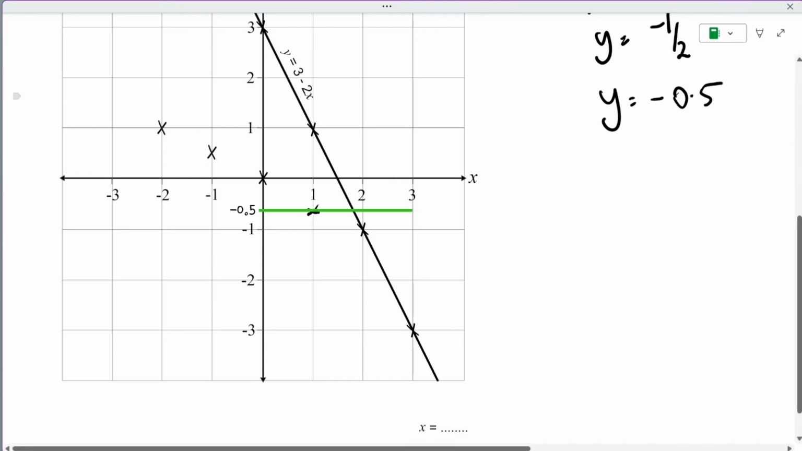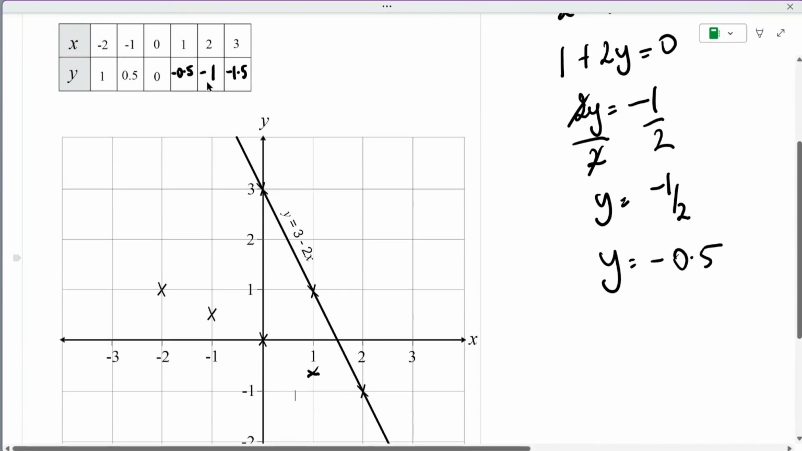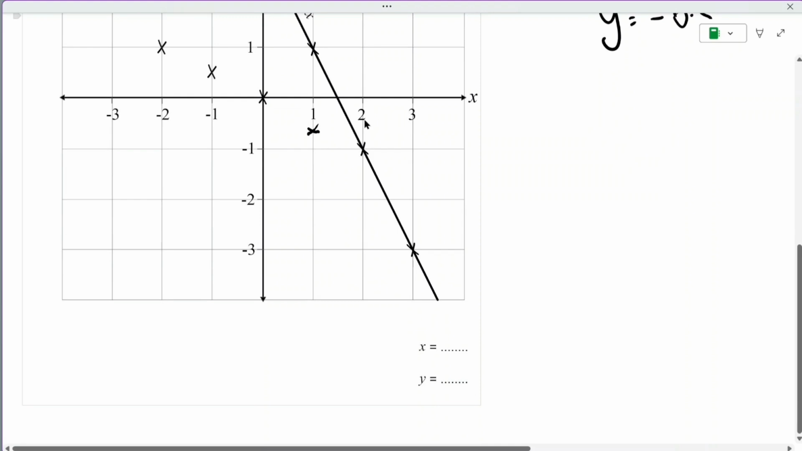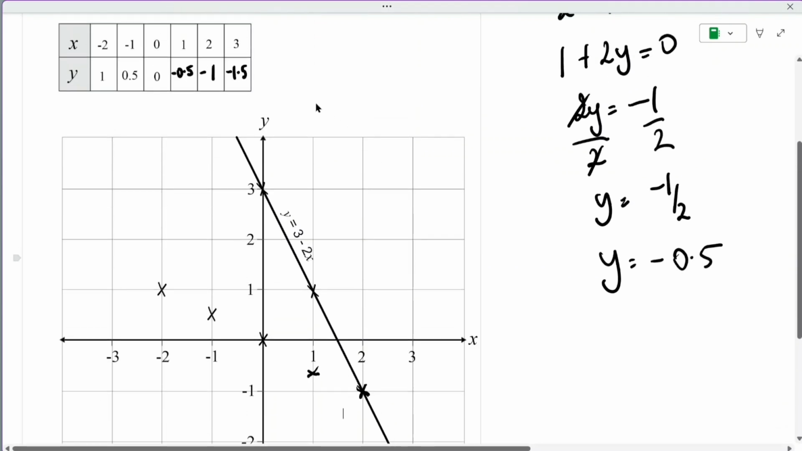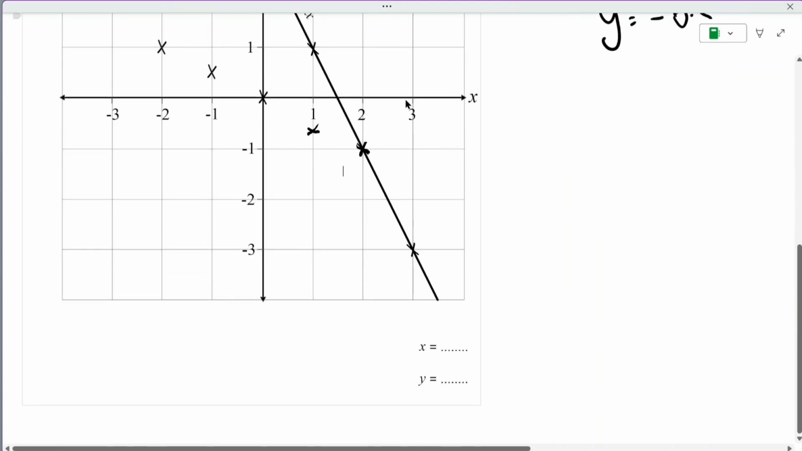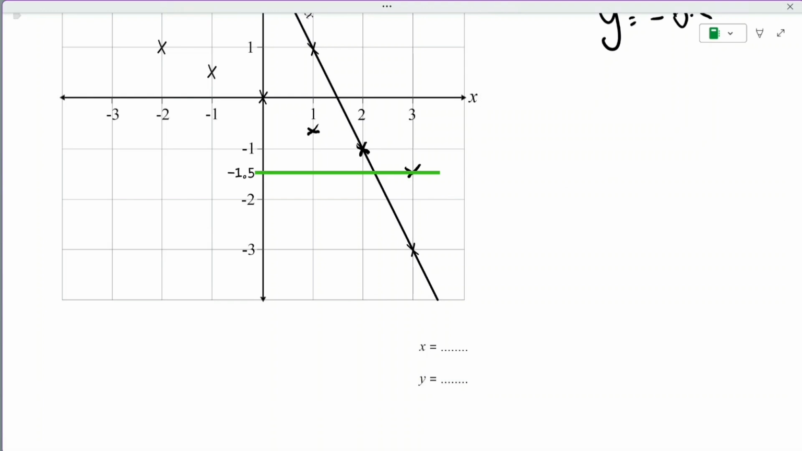This is our point. The next point says when x is 2, y is minus 1. When x is 2, y is minus 1. That is on this point. The third point says when x is 3, y is minus 1.5. This is minus 1, this is minus 2. In between minus 1 and minus 2, you have minus 1.5. So when x is 3, y is minus 1.5 is here in the middle. So we can make our mark here.